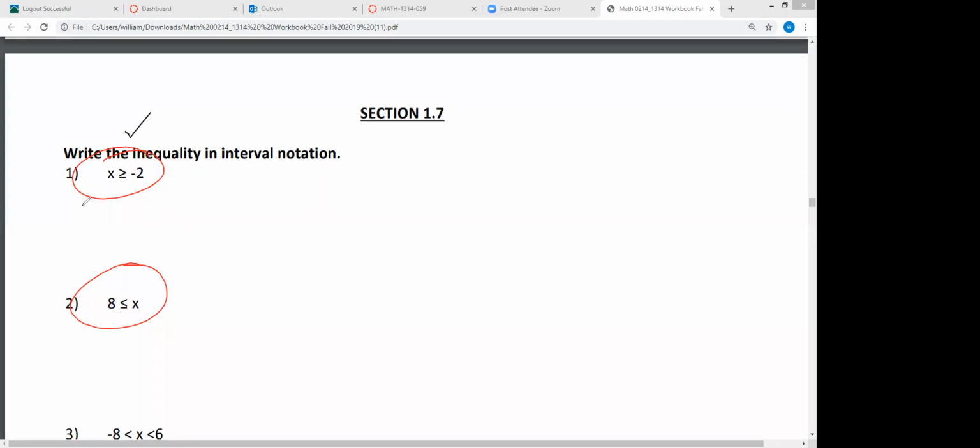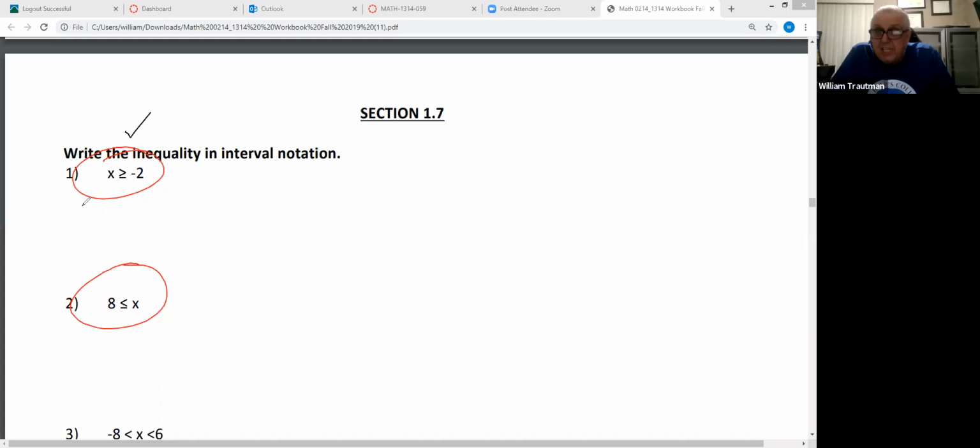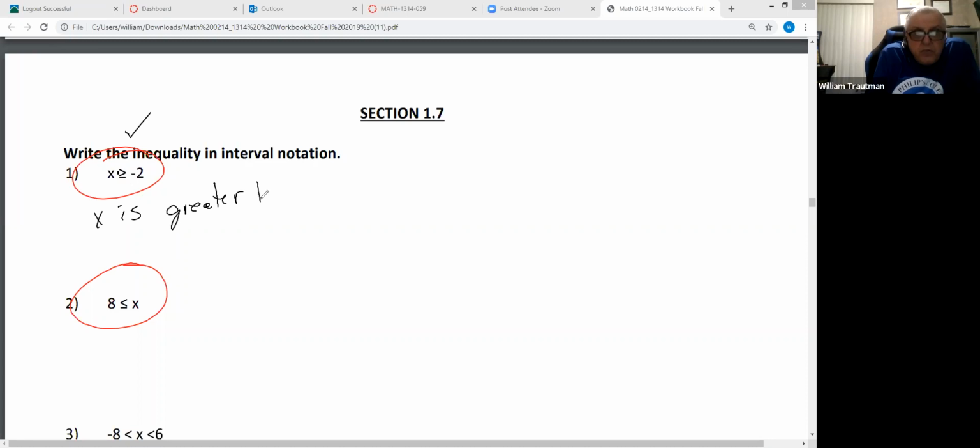X is greater than or equal to -2? Yes, she said X is, and then the big part is next to the X. X is greater than or equal to, that's the equal part, greater than or equal to -2. That's what she said. Perfect.